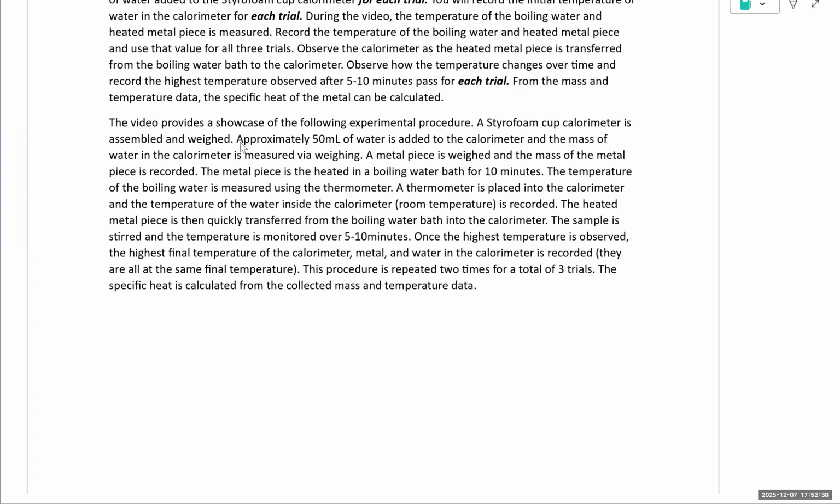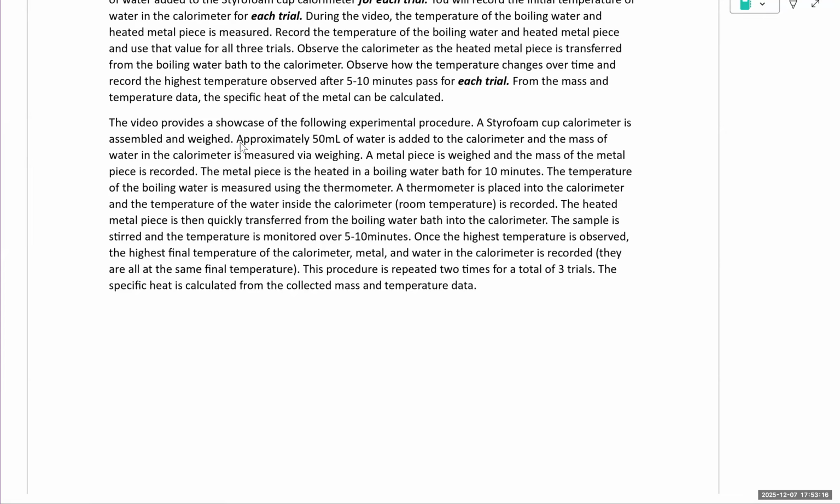We're going to make sure to measure the temperature of the boiling water bath, which is going to be the same as the heated metal piece because they're going to be at thermal equilibrium. They're at the same temperature. Once we have the metal piece heated thoroughly, we're going to place a thermometer into our calorimeter and record the temperature of the water inside the calorimeter. We're then going to transfer the metal piece into the calorimeter and record the temperature over time. The temperature is going to increase and we're going to stir the sample to ensure efficient heat exchange, and we're going to record the temperature over 5 to 10 minutes.